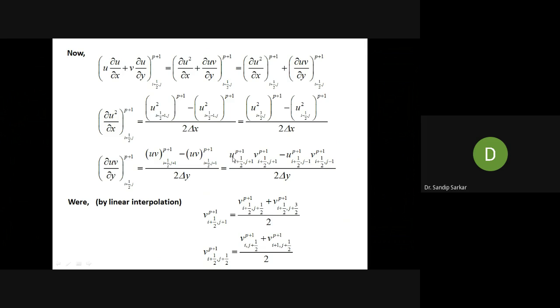Okay. Now tell me, out of this uv at these grid points, what are the variables that are defined at the grid points, and the variables that are not defined at the grid points?